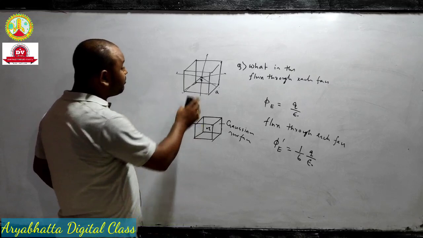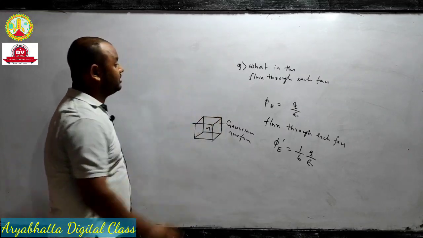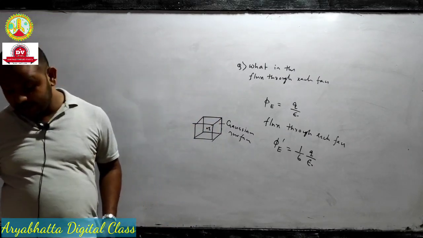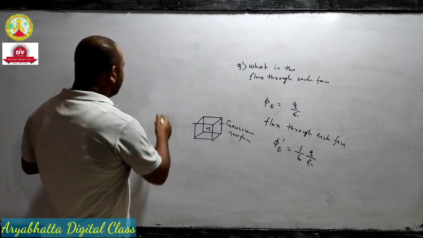If the point source is on the vertices of the cube, then what will be the value of flux? Suppose this is our cube.